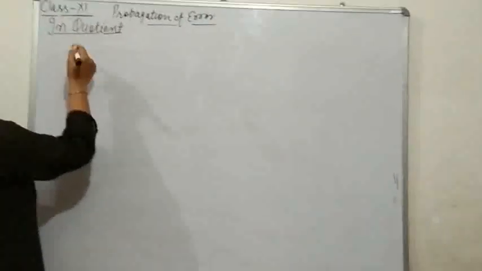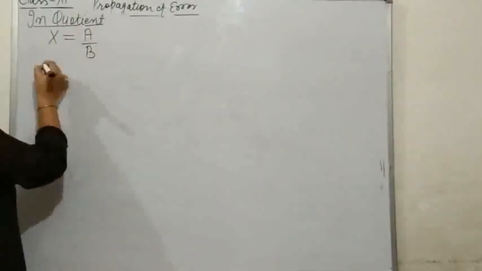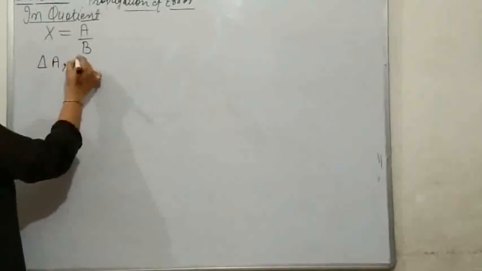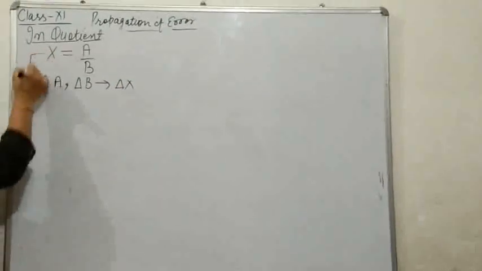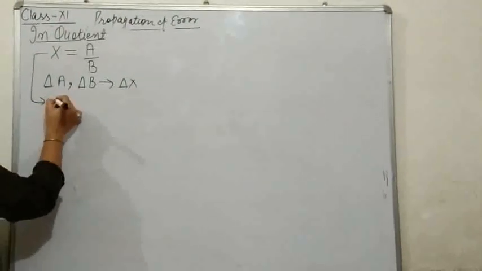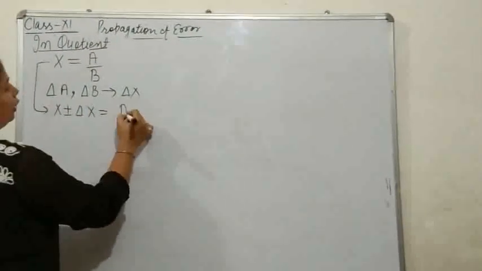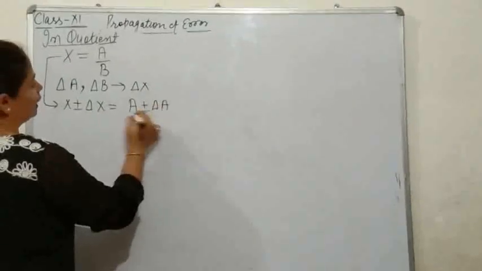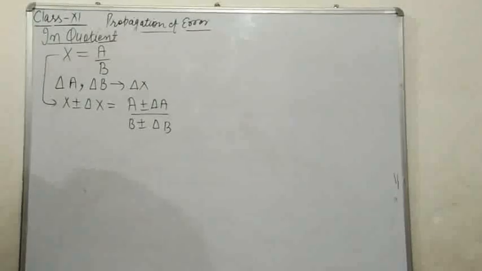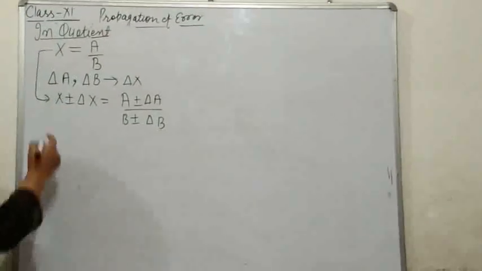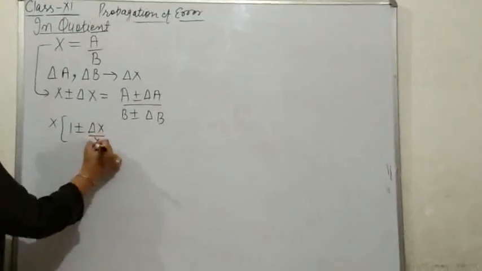Now propagation of error in quotient. For this we use x equals a by b. A has error delta a, b has error delta b, so the result will have error delta x. Writing the given expression in error notation, x plus minus delta x is equal to (a plus minus delta a) by (b plus minus delta b). As we did in the multiplication section, we take x common out, so it will be x times 1 plus minus delta x upon x.